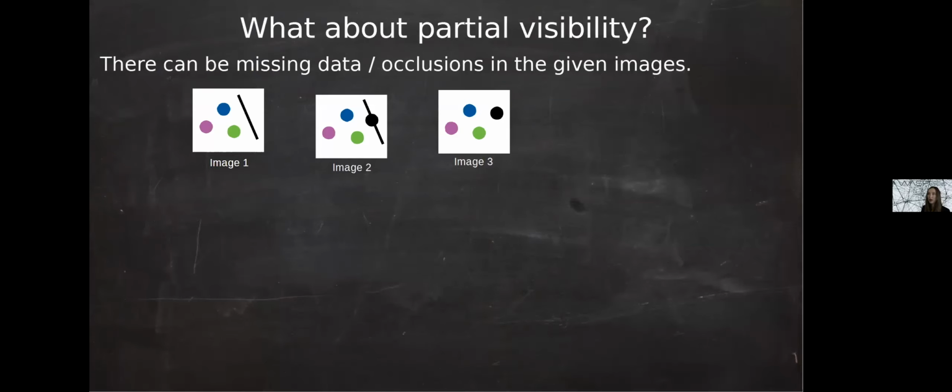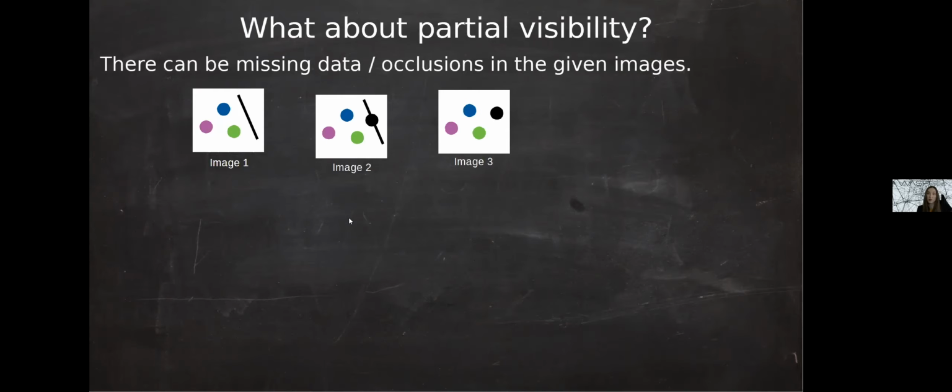Instead, I want to spend my last minutes on explaining what we can say in the case of partial visibility. So in our previous catalog, we have assumed that all points and lines are visible in each given image, right? However, in practice, we might be confronted with situations where this is not true. Like in this example, image 1 does not see the black point, and image 3 does not see the black line, only image 2 sees everything. Such a situation can, for instance, happen because the detection algorithm failed, or because a point is literally outside the scope of one of the images.